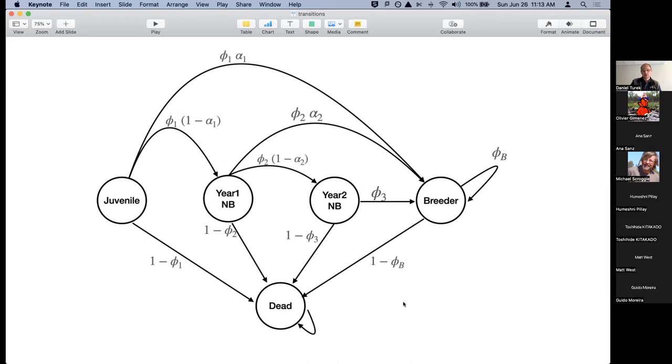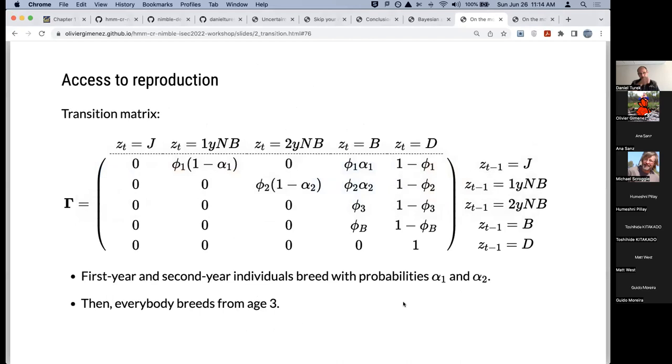So I put this together because I thought it helps see what we're looking at right here. And this is all exactly the same thing, just going between these states: juveniles, year one non-breeders, year two non-breeders, breeders, and dead, with all these probabilities of transition right there. So as you can see, these are hugely flexible models. And you could even imagine, as I said, immigration out of the study area for a period of time and coming back, different sorts of things. But here's a more complex breeding status transition matrix now with five different latent states.